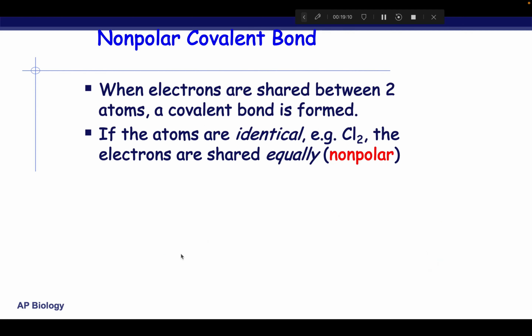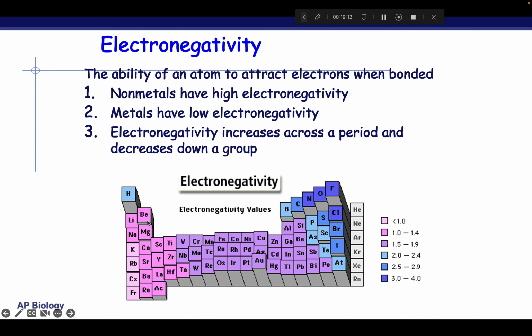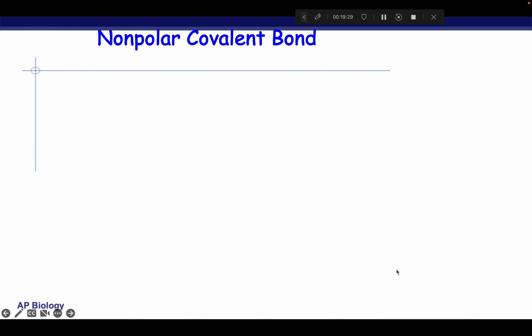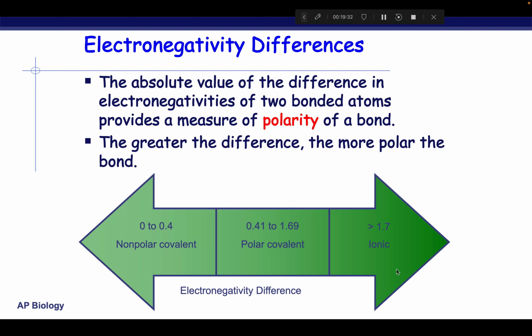So if we go back to our table here and pick two atoms and look at the difference between their electronegativities, say, here's carbon and hydrogen. Hydrogen is probably like 2.4 and carbon is like 2.5. Well, that difference is only 0.1. And so, according to our chart here, that would be a nonpolar covalent bond. Now, if that difference is greater, like 0.41 to 1.69, that's a polar covalent bond. Anything greater than that will usually only be found in ionic bonds.